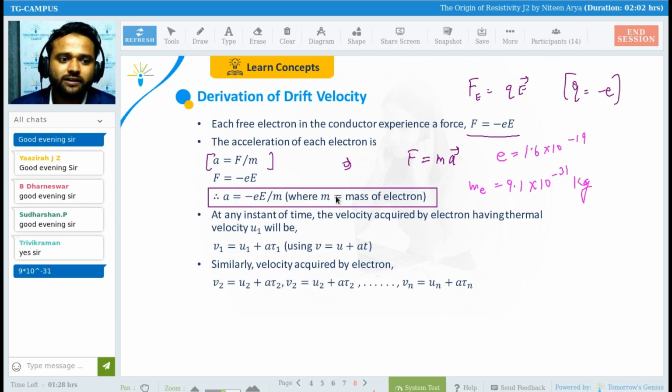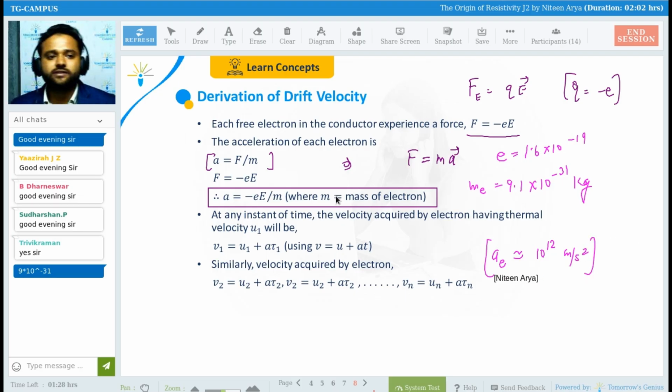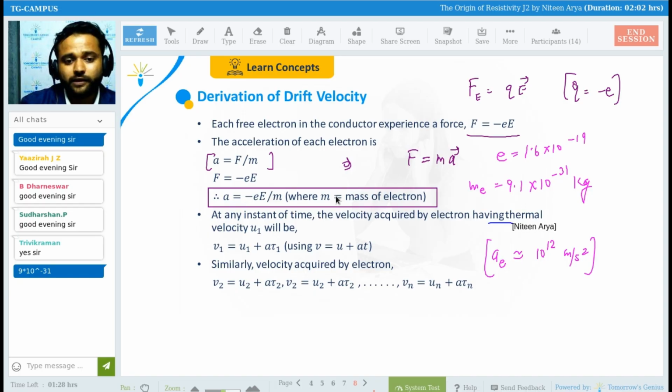Clear everyone? Just by putting in the order, the acceleration of an electron is somewhere around 10 to the power 12 meter per second square. Now you can understand how fast this is. That is why I deliberately asked for this data, because the moment you understand the data, you get the answer automatically.